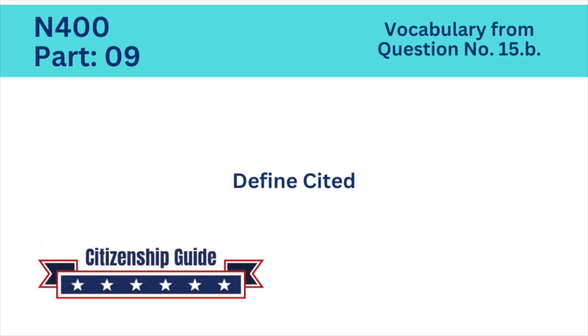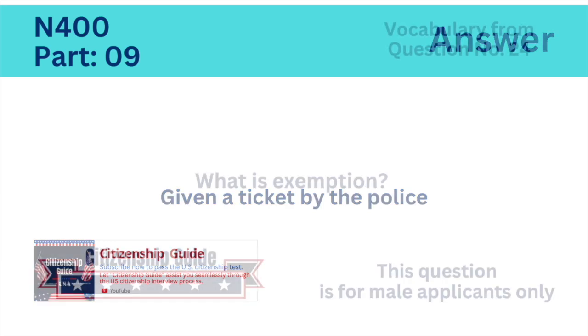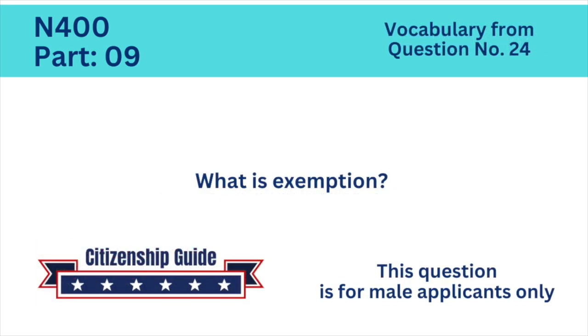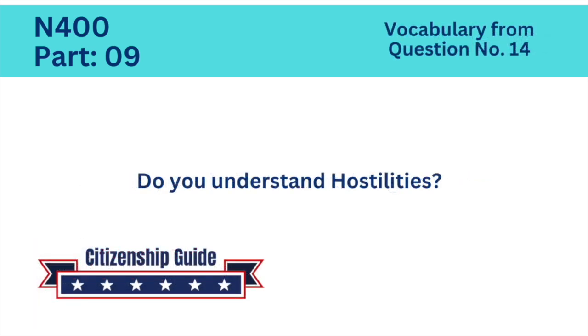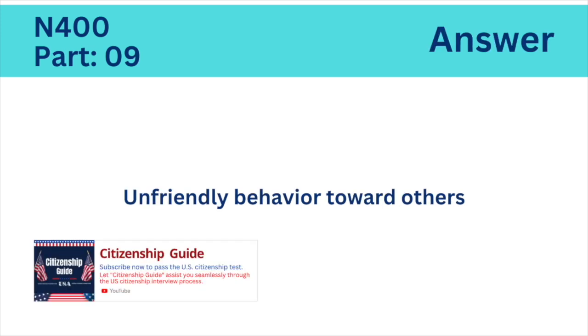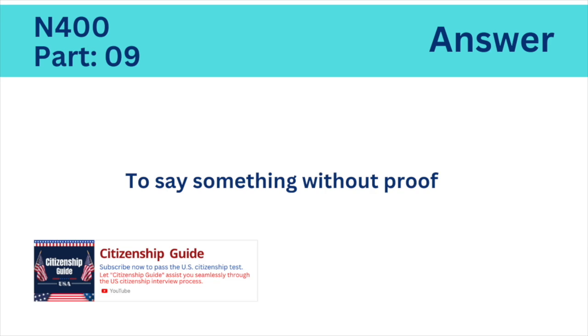Define cited. Given a ticket by the police. What is exemption? Special permission for not doing something. Do you understand hostilities? Unfriendly behavior toward others. What is claim? To say something without proof.